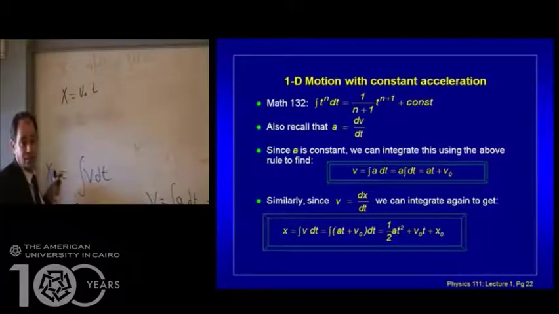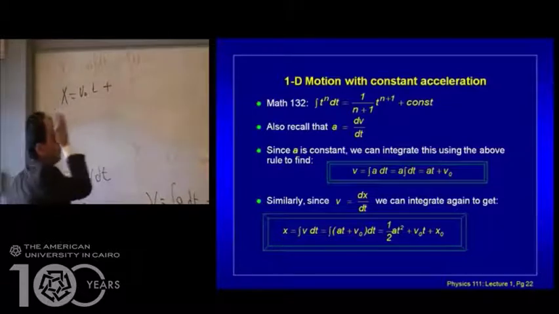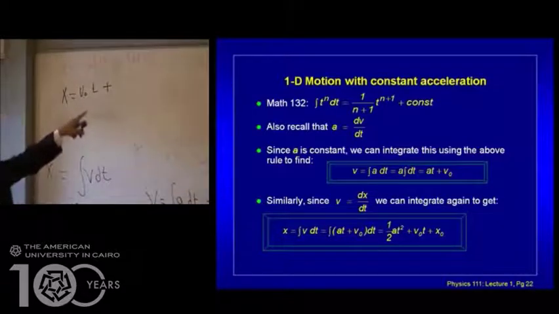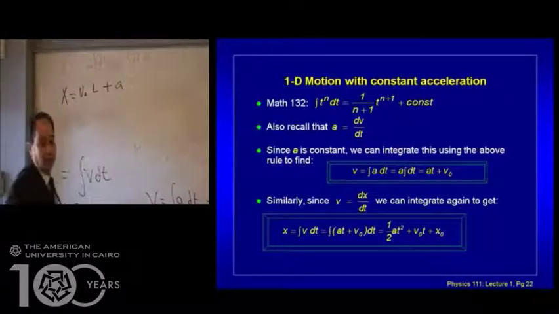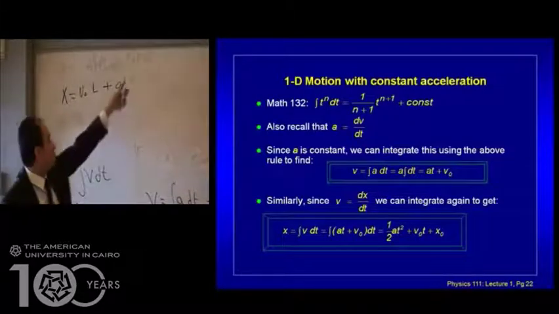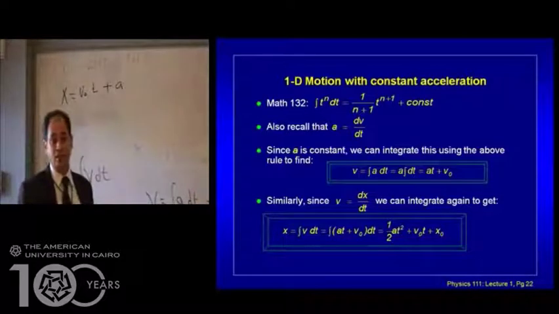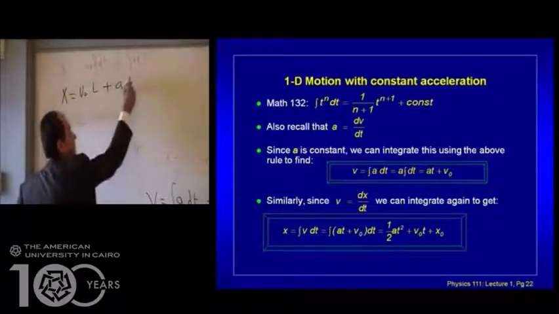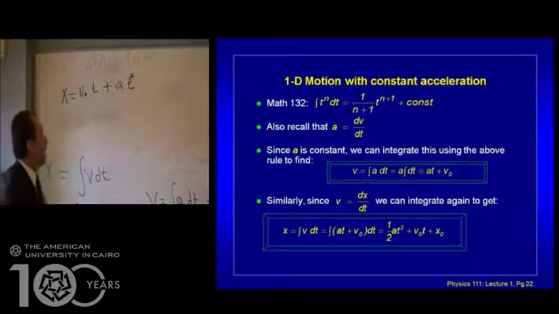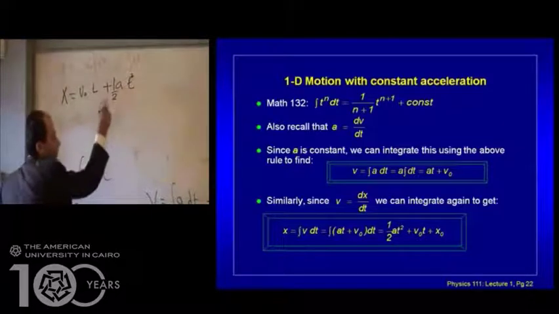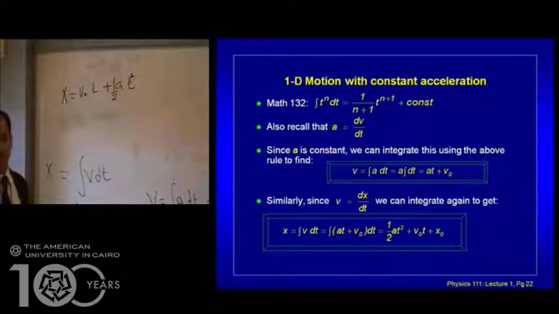That's it. Plus, Minna, can we do that integration? a is out of the integration, that's constant. The integration of t to the power 1 dt, what should we do? We add 1 to the power and divide by the new power. That's it. Did I forget anything? Yes, what did I forget? The constant.